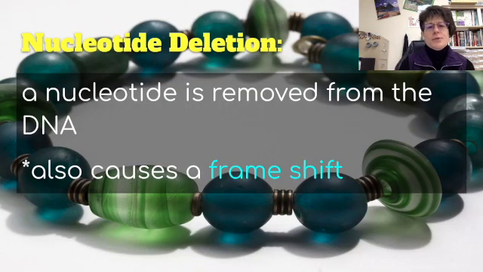Then there is a nucleotide deletion. A nucleotide is removed from the DNA sequence. This also causes a frame shift. So, like in a bracelet or necklace, you might have a pattern going on, and then you remove a bead and you don't have that same pattern going on anymore. It causes a frame shift. And again, you're coding for a completely different protein. It's not even coding for the protein anymore.